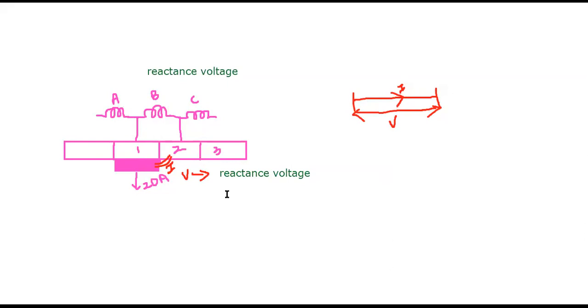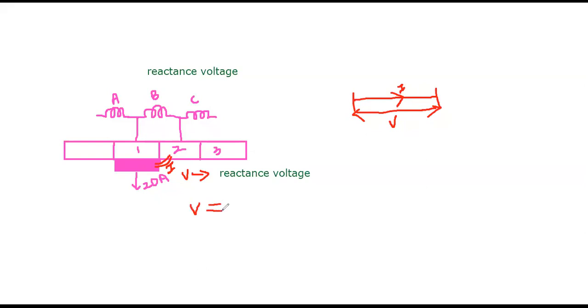So now we want to know the effect of this reactance voltage, right? Because the current is only 2 amperes, we want to know what the effect of this reactance voltage is. To know the effect, first of all we want to know the formula for the reactance voltage.